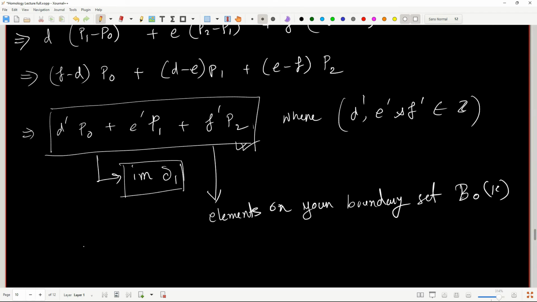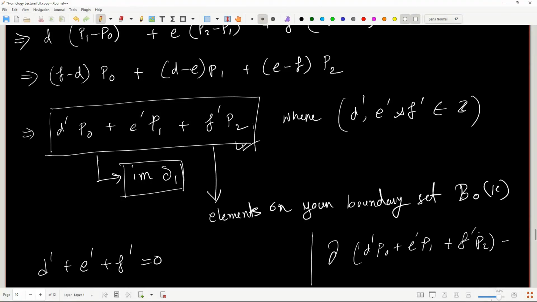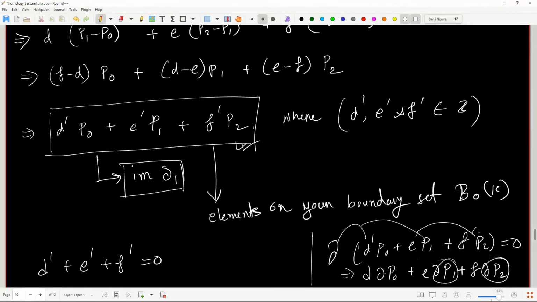But if they are elements of the boundary set, then they have to satisfy D plus E plus F prime equals 0. Why is that? This comes from the fact that the boundary of a boundary is 0. So if I apply the boundary operator on this element, it will be 0. And if you use this boundary operator on these elements, you will easily see that since these are zero simplexes, they are by definition 0, right?